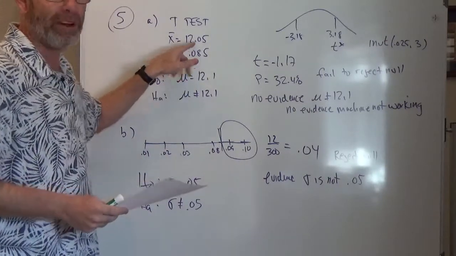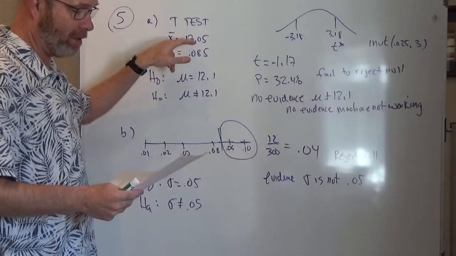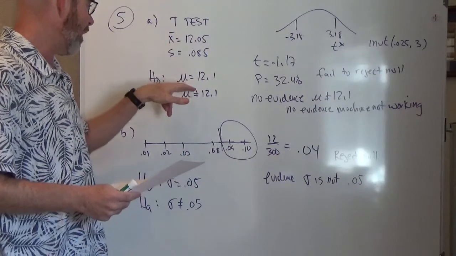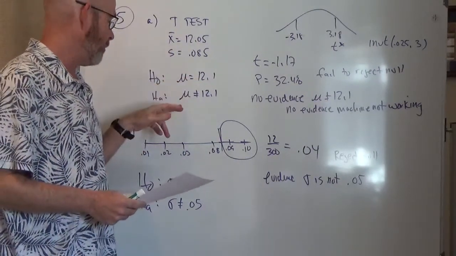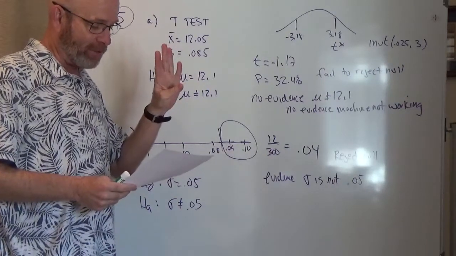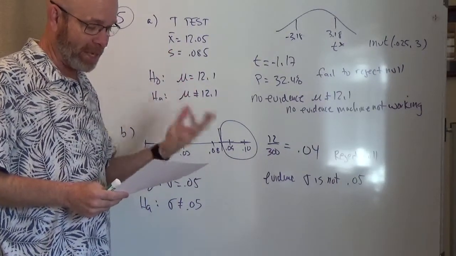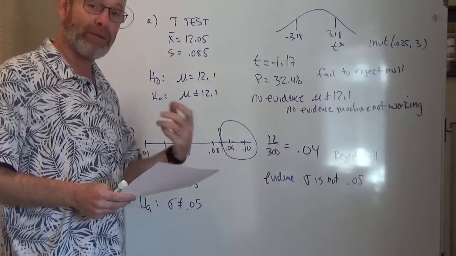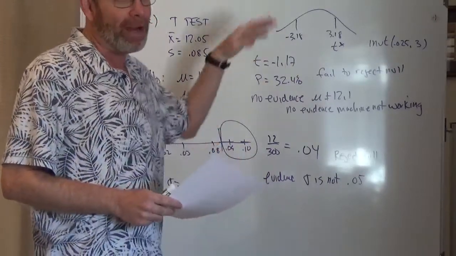Oh, sorry, I said 12.05 before, but I meant 12.1 is what the machine's supposed to do. So our null hypothesis is the mean is 12.1. Our alternate is the mean is not 12.1. Sample of size 4, run a test. So it's a t-test. They said assume the conditions for inference are met. So when they say that, you don't have to list them.